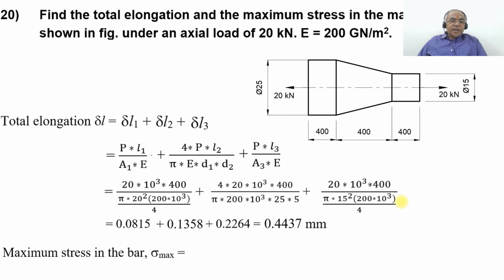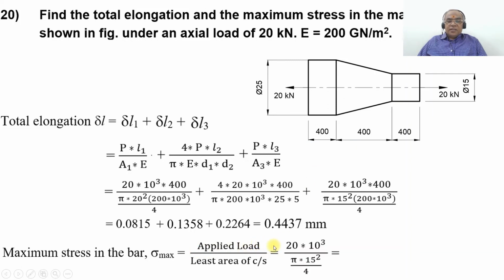So what will be the maximum stress in the bar? The maximum stress in the bar will be where you have the least cross-sectional area. The least cross-sectional area is at diameter 15. So the applied load P, which is 20 into 10 to the power of 3, divided by the least cross-sectional area, pi by 4 into 15 square, because the diameter is minimum at this point. On simplification, you will get 113.2 Newton per mm square.